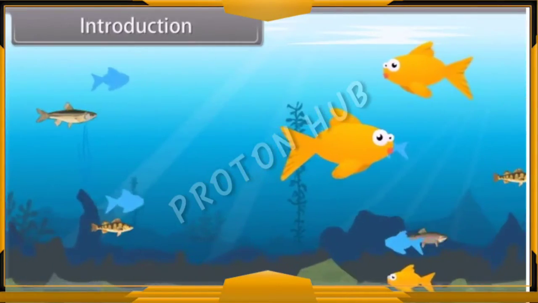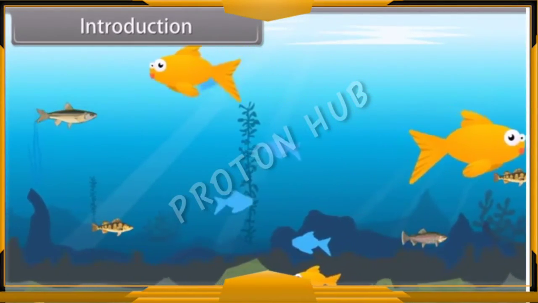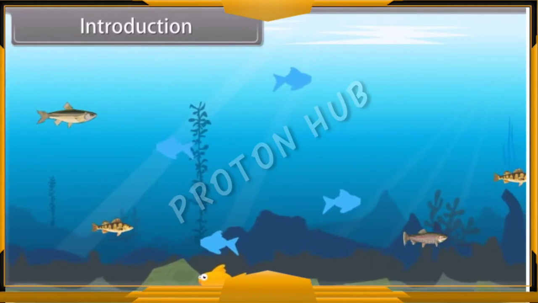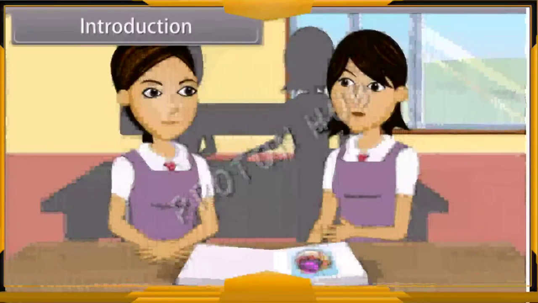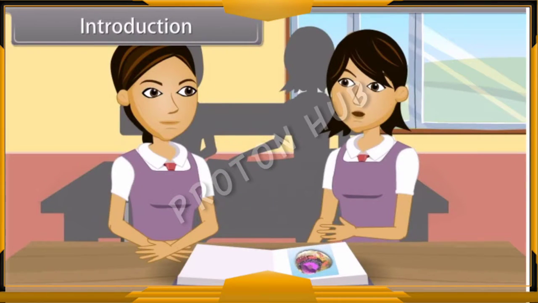Introduction. As we have discussed earlier, there are about 1.2 million animal species with great diversity of life. These animals differ from one another in their habitat, level of organization, body plan, symmetry, body cavity, germ layer, mode of locomotion, respiration, excretion, reproduction, etc. Animals are eukaryotic, multicellular, and heterotrophic organisms.